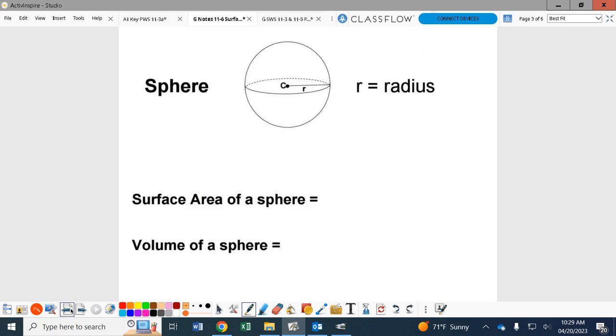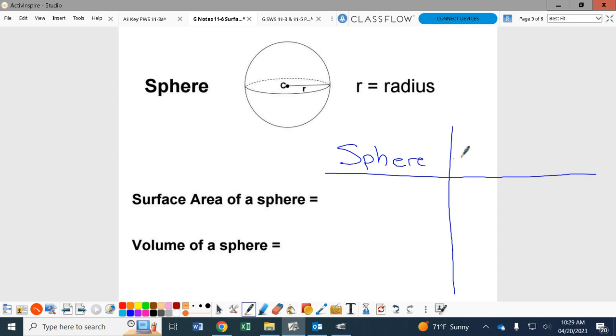We are going to do the formulas first. We're going to deal with looking at this sphere, and we're going to add in the formulas for sphere and hemisphere right here. So take a minute, draw a little table right here. We're going to do the ones for spheres over here, and then hemisphere over here.